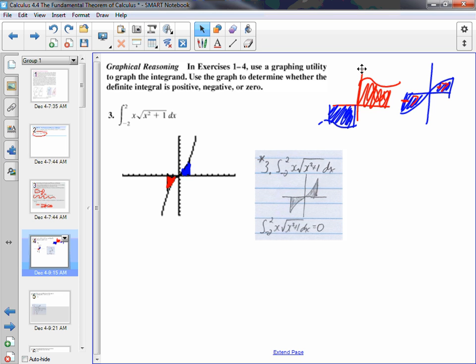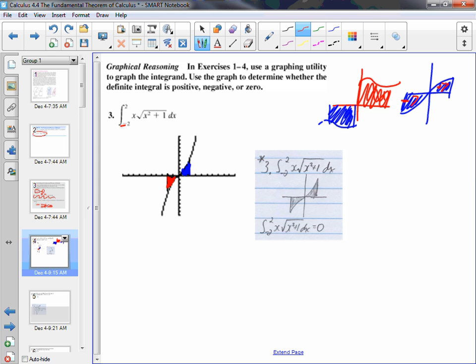Now, this graph was symmetric to the origin. Do you remember what you call that? Odd or even? Odd. So this is an odd function. So it's symmetric with respect to the origin. So be kind of looking for that to happen.